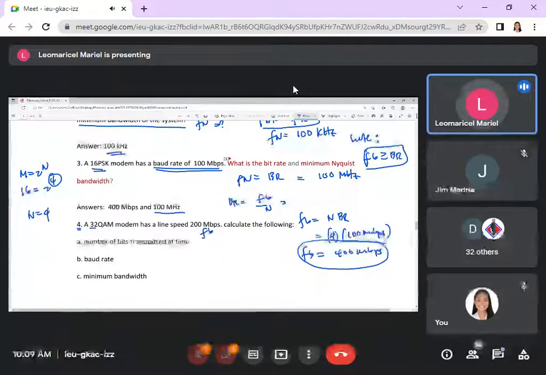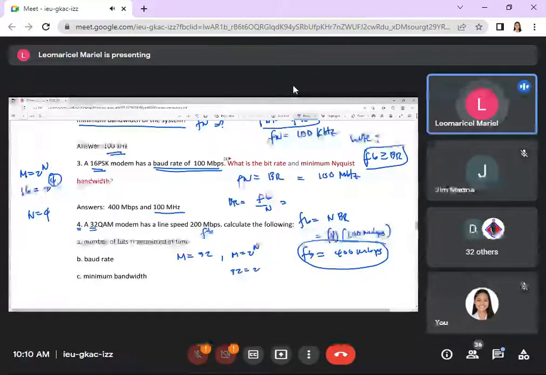And since binigay ang 32 QAM, so alam natin that the M in M-ary is equals to 32. And alam natin that M is equals to 2 raised to N. So 32 yan, 2 raised to ilan ito? So usually it is a 5. Therefore, N here is 5.